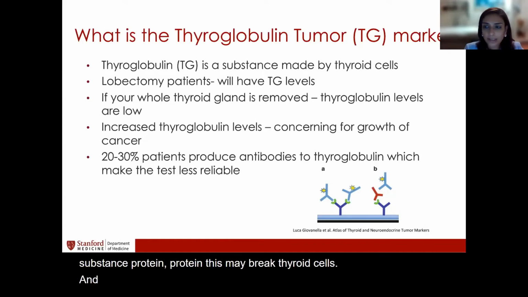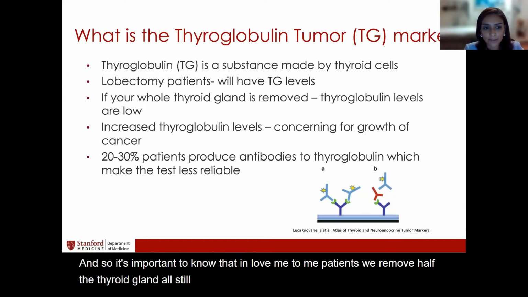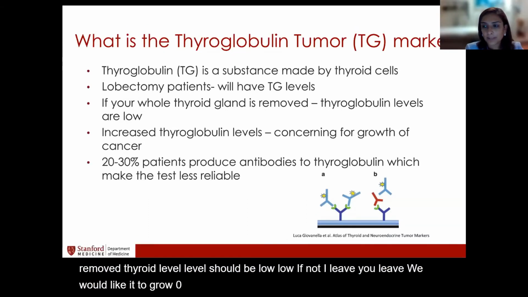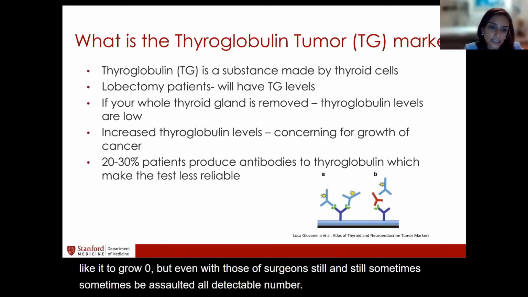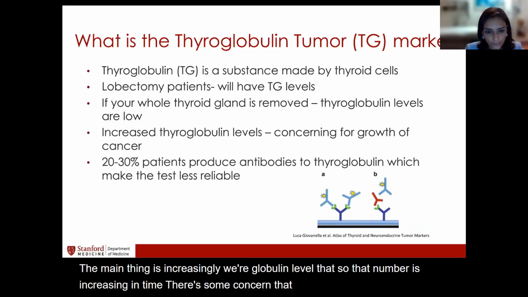So it's important to know that in lobectomy patients, where we remove half the thyroid gland, they will all still have a detectable thyroglobulin level. If your whole thyroid gland is removed, thyroglobulin levels should be low, if not zero. Ideally, we would like it to be zero, but even with the best of surgeons, it can still sometimes be a small detectable number. The main thing is that if thyroglobulin levels are increasing with time, there's a concern that there is a growth of cancer.